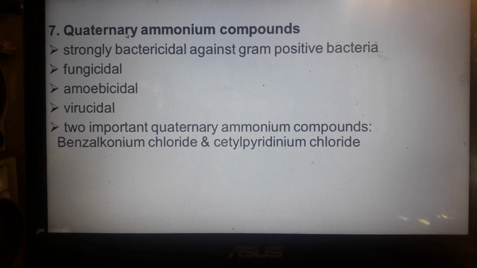So we have quaternary ammonium compounds. So these are strongly bactericidal against gram-positive bacteria. So fungicidal, amoebicidal, virucidal. So mga fungicidal acts or kills fungi, kills amoeba, kills a virus. So two important quaternary ammonium chlorides are benzalkonium chloride and cetylpyridinium chloride. Benzalkonium chloride, isang content yan ng merthiolate, ha?